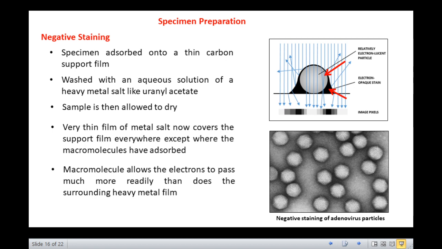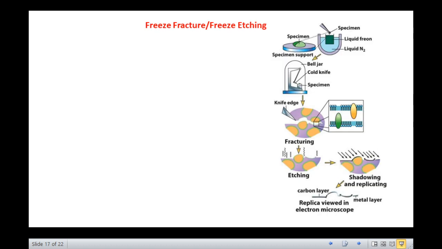The next method is freeze fracture or freeze etching. Freeze fracture electron microscopy provides a means of visualizing the interior of cell membranes, allowing the study of the in-plane distribution of integral proteins spanning the lipid bilayer and of other membrane features. A small block of biological tissue or a droplet of cell suspension on a copper grid or gold support stabilized by glutaraldehyde fixation is first rapidly frozen by plunging it manually into liquid nitrogen.